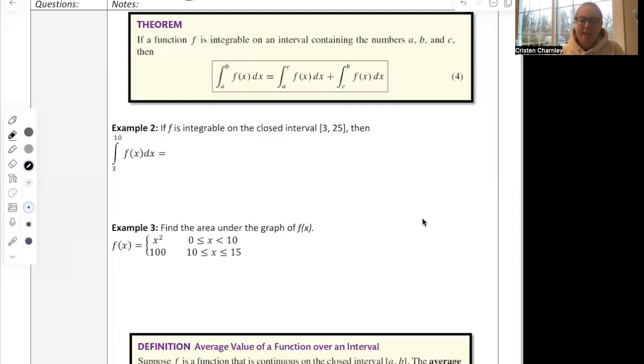All right, I have another theorem for us. If the function f is integrable on an open interval containing the numbers a, b, and c, then the integral from a to b can be broken into the integral from a to c and c to b. I'll draw you a picture of that in a second. But what this always reminds me of is geometry and those segment addition postulates.